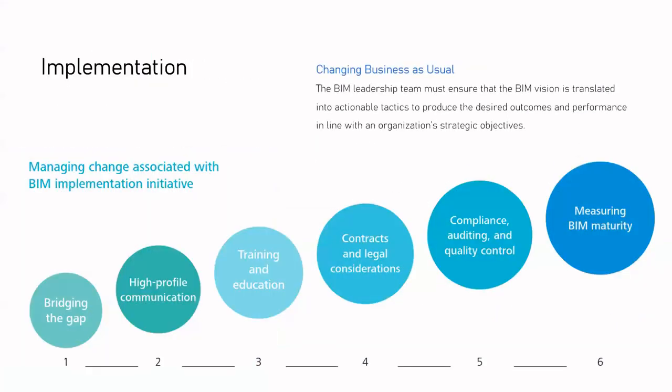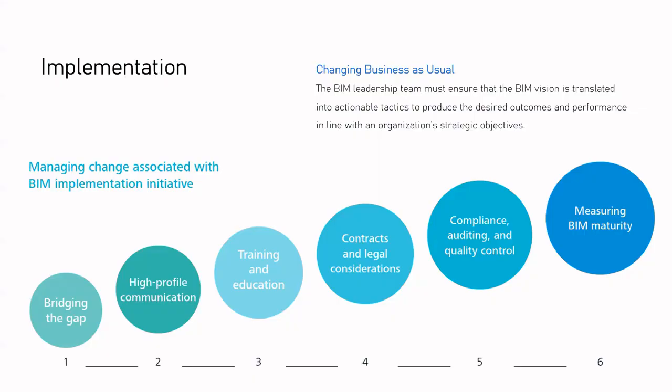So if we look at changing business as usual, the BIM leadership team must effectively ensure that the BIM vision is translated into actionable tactics to produce the desired outcomes and performance in line with the organization's strategic objectives. So that sounds like it's pretty much cut straight out of a business management textbook, but effectively that is what it is. The role of leadership is to drive the change, and managing the change associated with BIM implementation as an initiative across the organization.